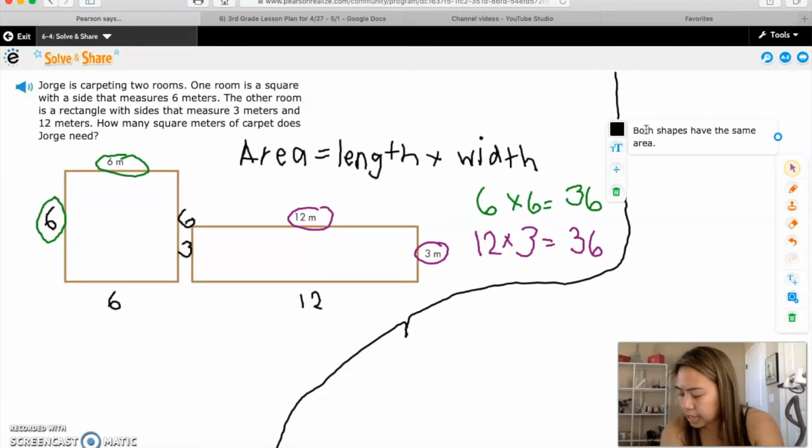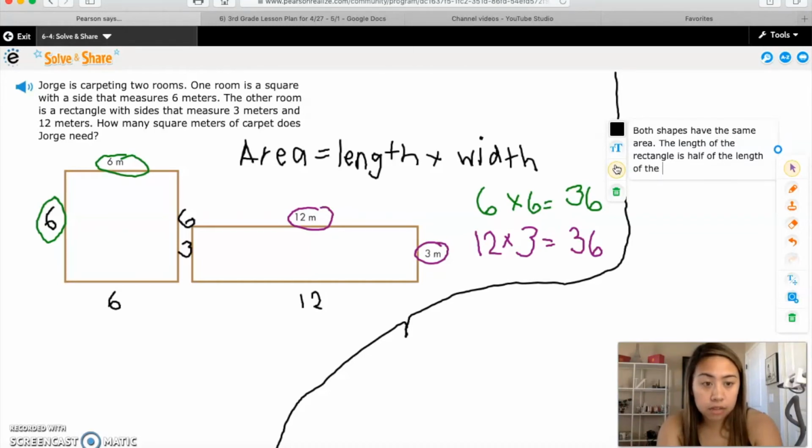And then, what do you notice about the lengths? The lengths, okay, so the length of the square is 6, whereas the length of the rectangle is 3. So we could say that the length of the rectangle is half of the length of the square, because half of 6 is 3. So let's go ahead and say that. The length of the rectangle is half of the length of the square.